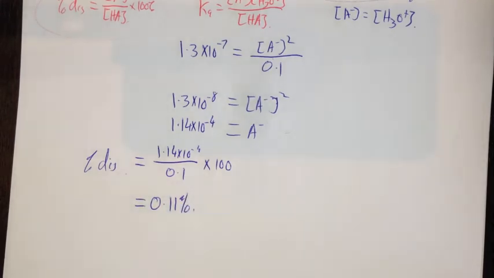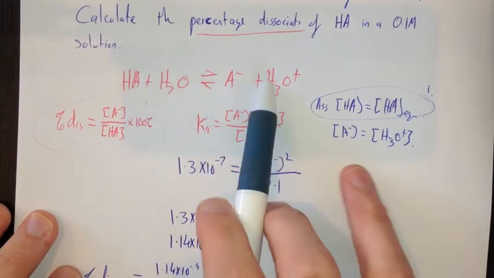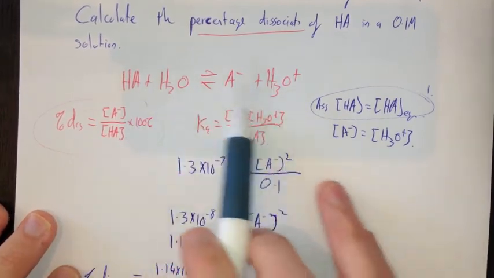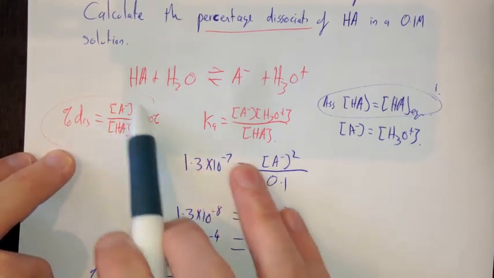That's it. I hope you enjoyed these videos. Hope it's helped you a bit. Just remember, when you're doing questions like this, always write out a little equation here. Always write out your Ka value. If you're looking for percentage dissociation, write down how you're going to find it.